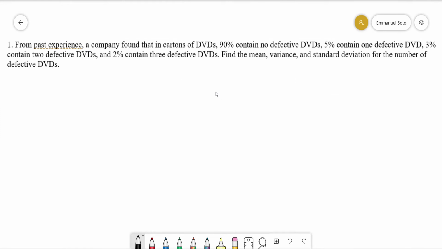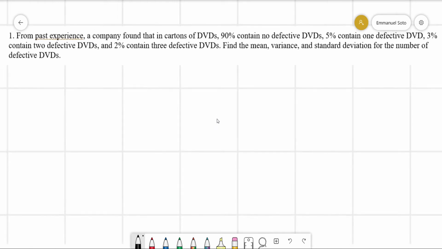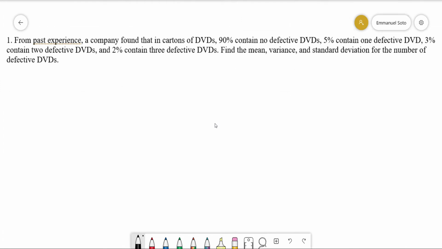All right, so it says, from past experience, a company found that in cartons of DVDs, 90% have no defects, 5% have 1 defect, 3% contain 2, and 2% contain 3 defective DVDs. Find the mean, variance, and standard deviation. So what we're going to do is construct the probability distribution here.